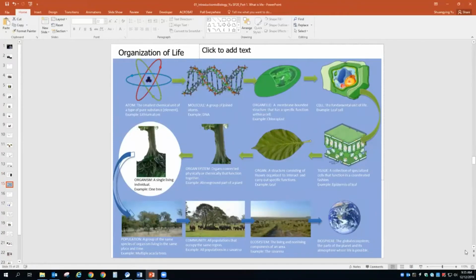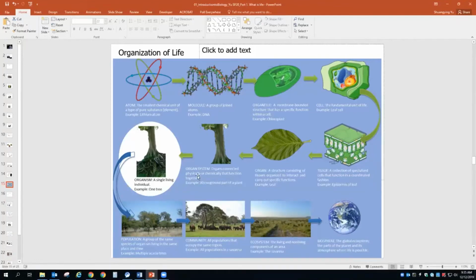So this is the organization of life, just a quick review of what we just discovered. Starting from atom, we move on to molecule, okay? And then we can form cell organelles and the cell. When you have a group of cells with the same characteristics and functions, that forms tissue. With multiple tissues, you can have organ, right? Like a heart is an organ, brain is an organ. They usually consist of multiple tissues.